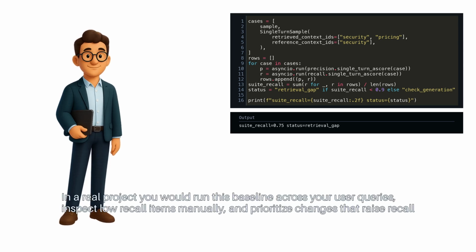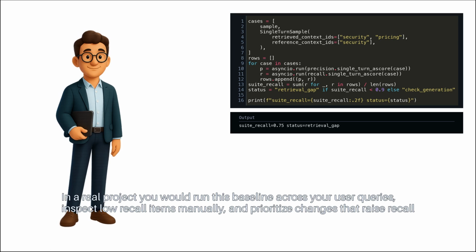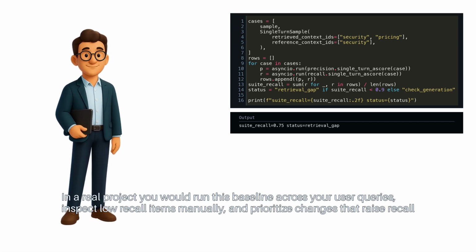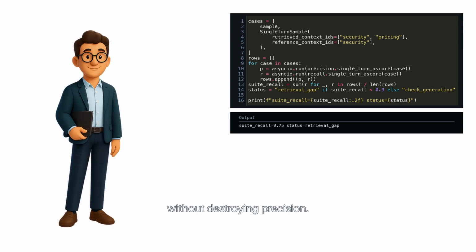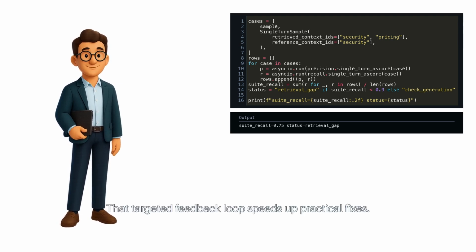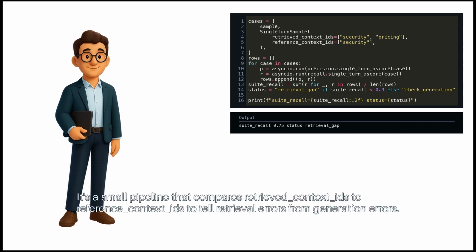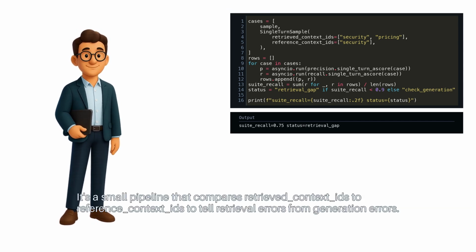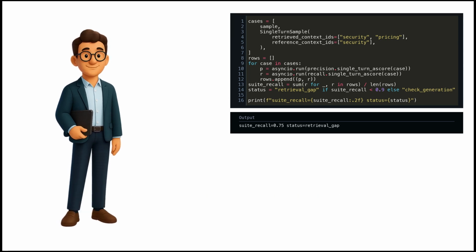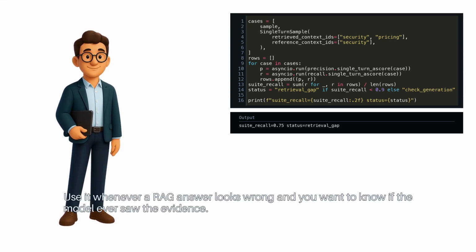In a real project, you would run this baseline across your user queries, inspect low recall items manually, and prioritize changes that raise recall without destroying precision. That targeted feedback loop speeds up practical fixes. It's a small pipeline that compares retrieved context IDs to reference context IDs to tell retrieval errors from generation errors. Use it whenever a RAG answer looks wrong and you want to know if the model ever saw the evidence.